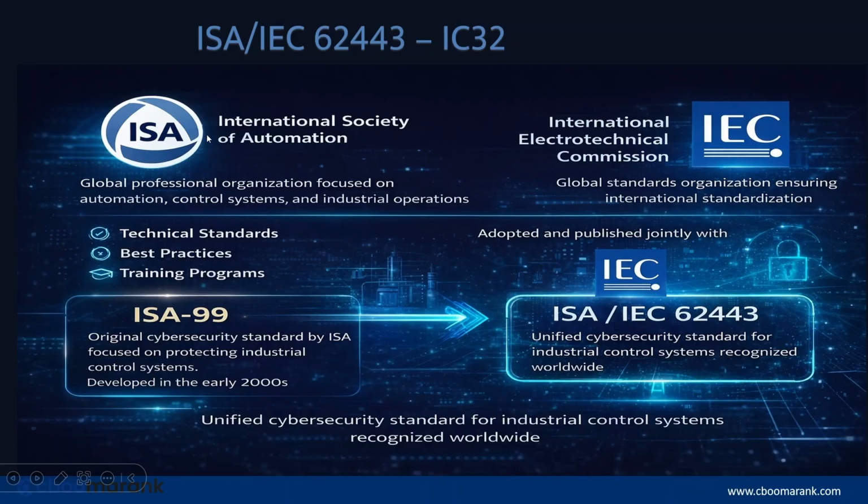But the story of this cybersecurity standard actually started under a different name. The industrial cybersecurity framework we know, called IEC 62443, was originally developed by ISA under a standard called ISA 99. This initiative was created to address a growing concern: how to protect industrial control systems from cyber threats.